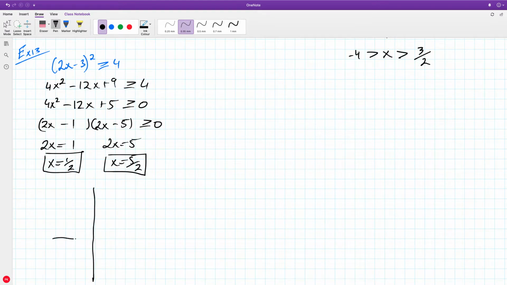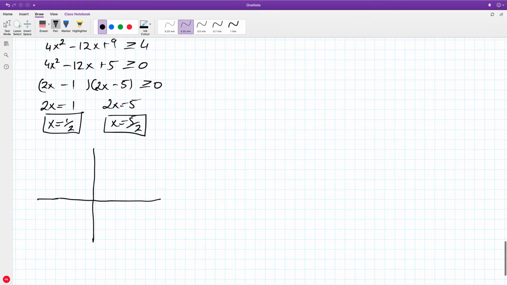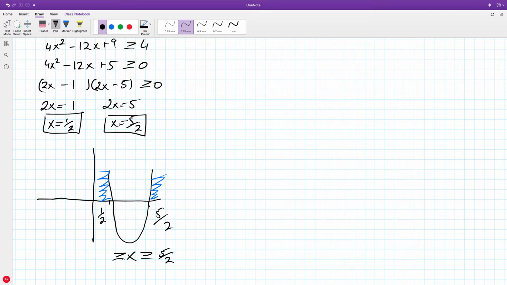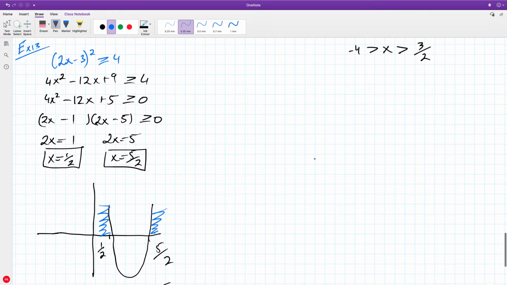Draw your little graph. 5 over 2 and a half. U-shaped. Greater than 0, so you want it up here and up here. X greater than or equal to 5 over 2, or less than or equal to a half. Right. Small bit harder again. Solve and graph this for me.